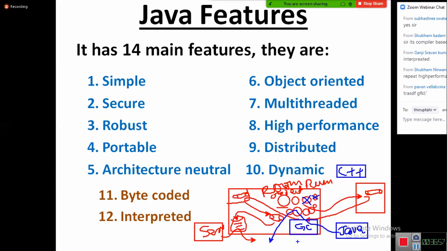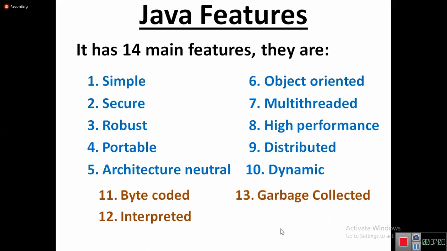Does everyone understand? Then tell me, what is the special feature available in Java? Automatic memory management. That automatic memory management is called what? Garbage collector. Whenever object usage is completed, it is automatically destroyed by Java using the garbage collector software. That's why it is called the garbage collector. Are you catching my point?